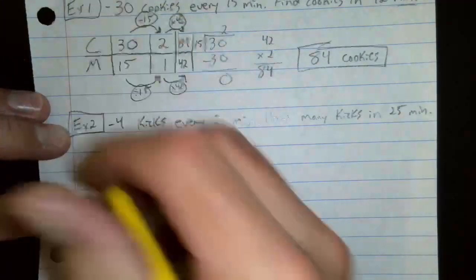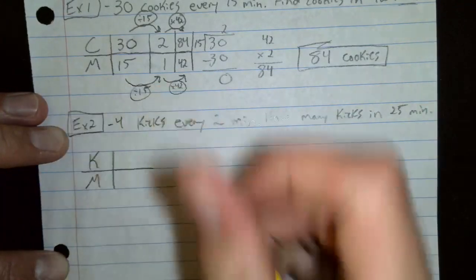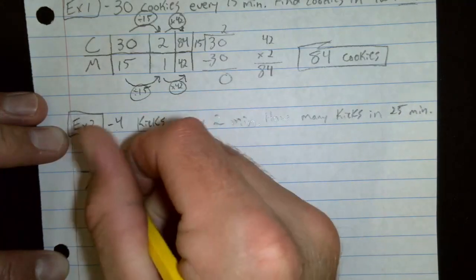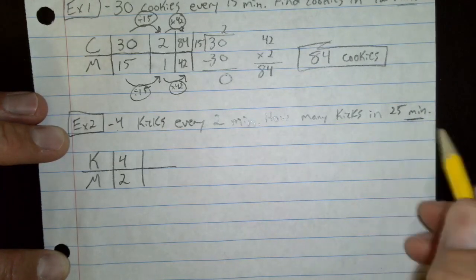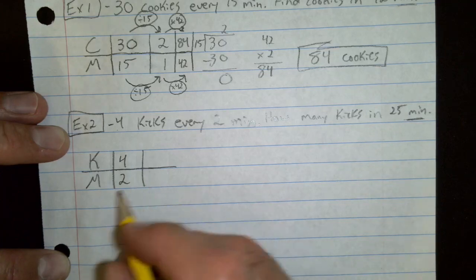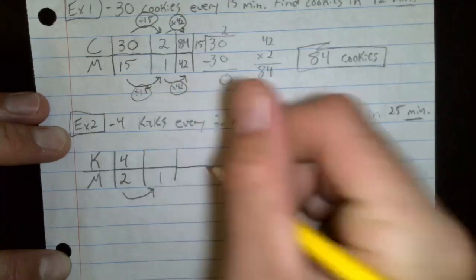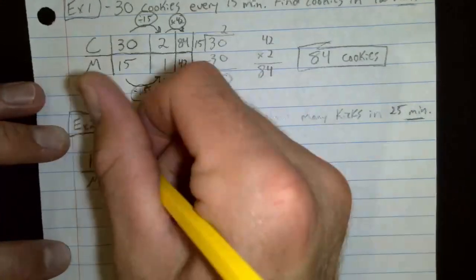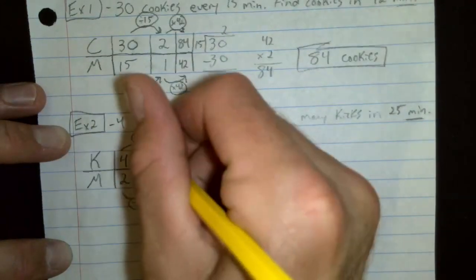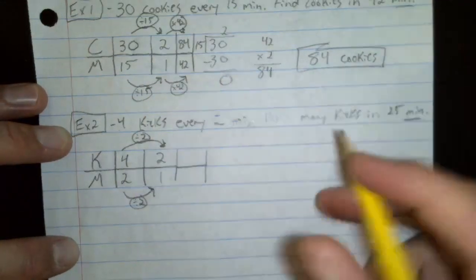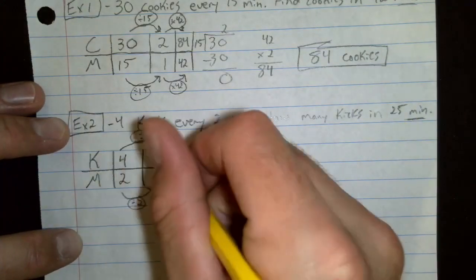We'll start with step 1, create your ratio table. Write K for kicks, M for minutes. We know we can do 4 kicks in every 2 minutes. Now, how many kicks in 25 minutes? We're going to find our unit rate on minutes. How do you get from 2 to 1? Divide by 2, and whatever you do to one side, you must do to the other. So 4 divided by 2 is 2. Now the question says how many kicks in 25 minutes, so in minutes, 25.